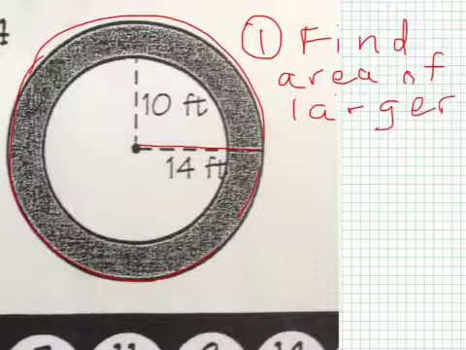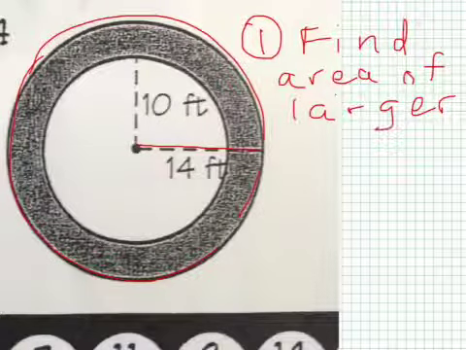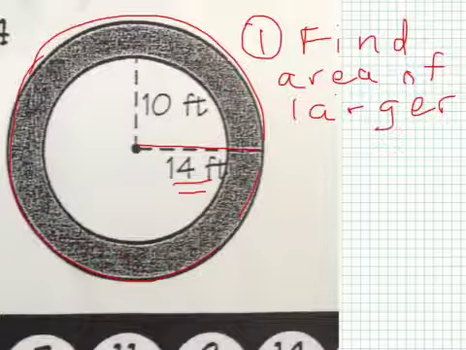Alright, so why don't you pause this video and attempt to get the area of the larger shape, and we can see right here it has a radius of 14 feet. So why don't you pause this and get the area of the large circle first.